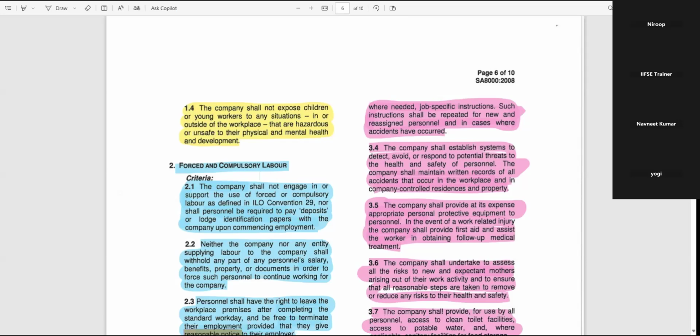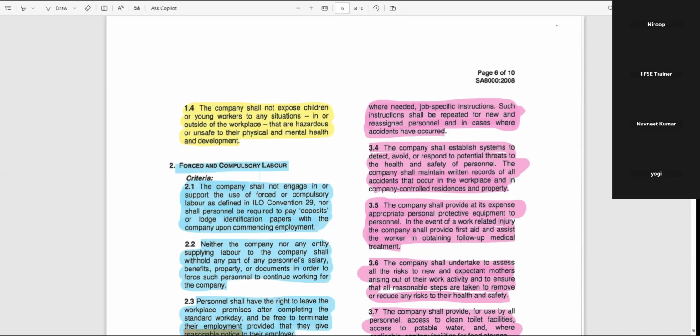In the sense, you should have a reporting system. You should have a near miss reporting system. You should have hazard identification and risk assessment. You should have an unsafe actions and unsafe conditions reporting system in place.